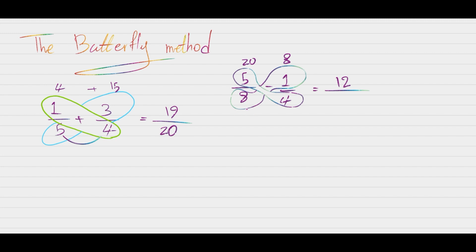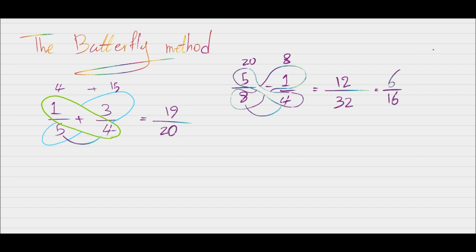Now let's draw a line right here and multiply the denominators. 8 times 4 is equal to 32. But we're not done yet. Both 12 and 32 are even numbers, which means this fraction can be simplified. We can simplify this by dividing the top and bottom numbers by 2. So 12 divided by 2 is 6 and 32 divided by 2 is 16.